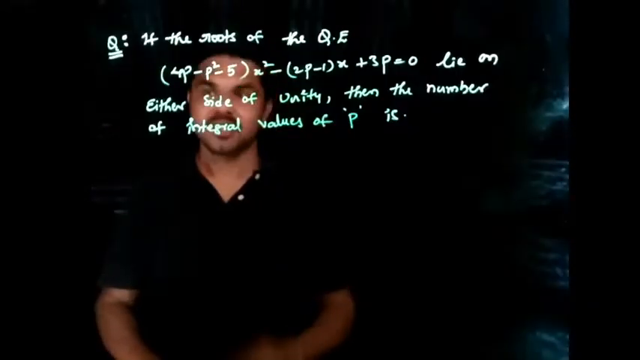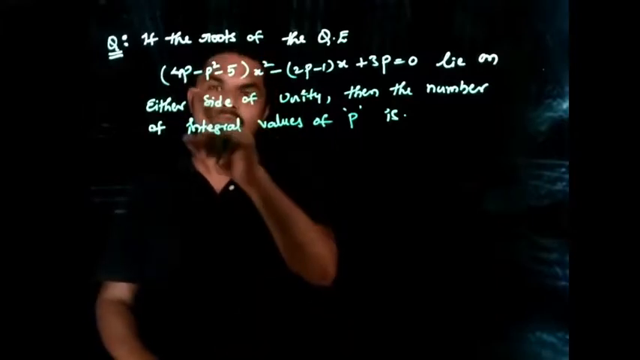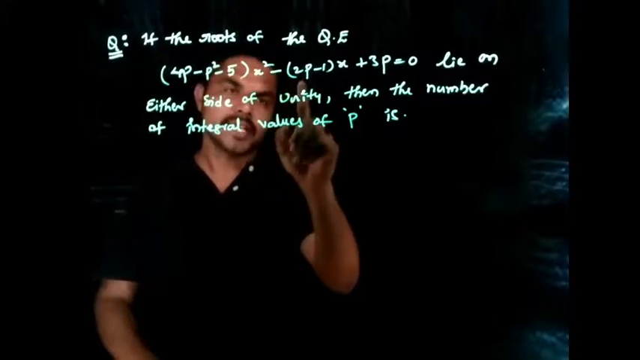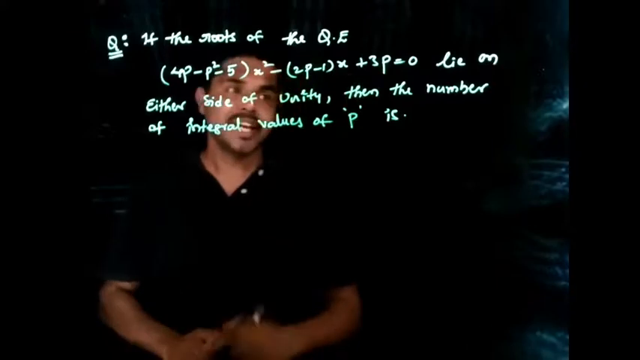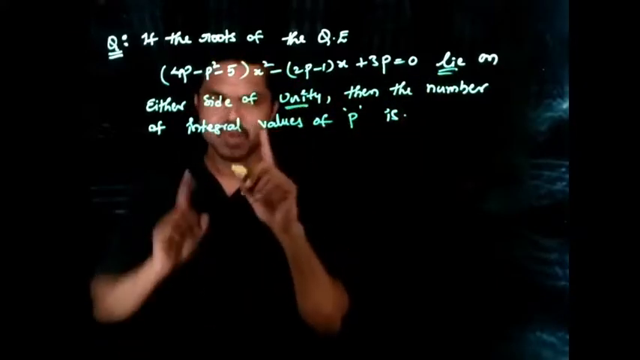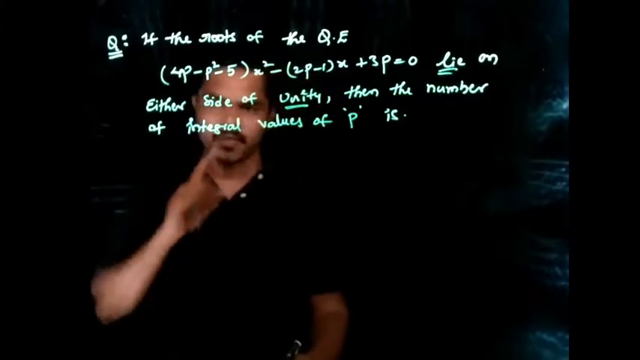Come to the question. The question is, if the roots of the quadratic equation (4p minus p square minus 5) times x square minus (2p minus 1) times x plus 3p equal to 0 lie on either side of unity, unity means 1, then the number of integral values of p. This is the question.